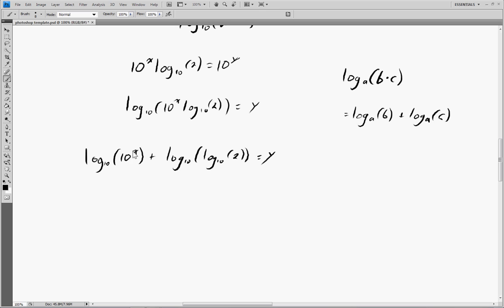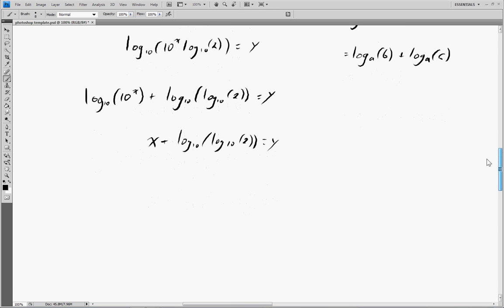And again, we can pull this x out front, so we end up getting x times log base 10 of 10, which will go away. So we're actually just ending up with x on this side, x plus log base 10 of log base 10 of 2 is equal to y. So let's just get rid of this part here because we know it cancels out. And that's the final form of the equation. I'll move this x over where it's supposed to be because it looks ridiculous. Okay, x plus log base 10 of log base 10 of 2.